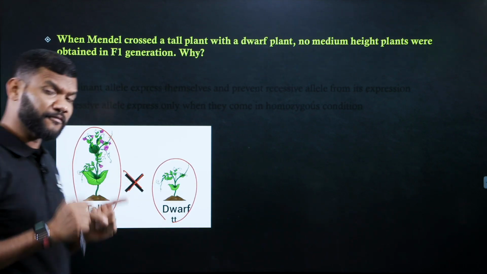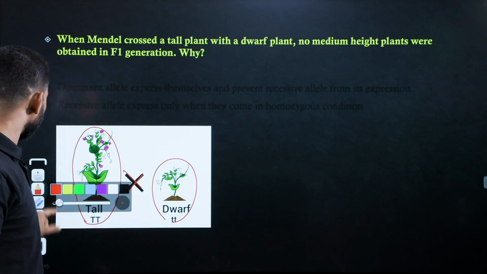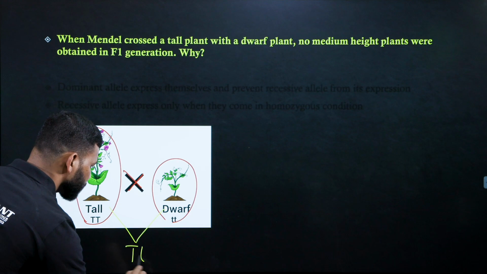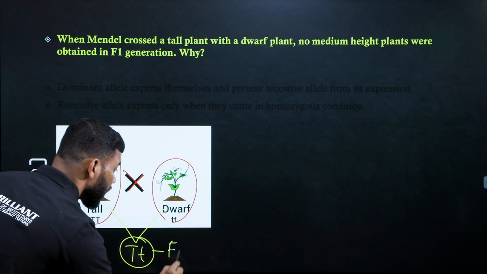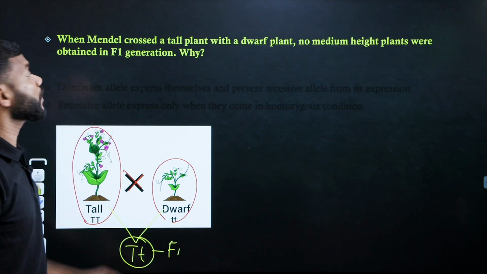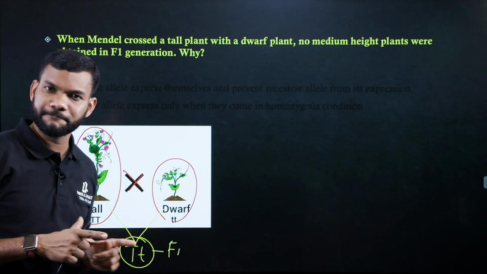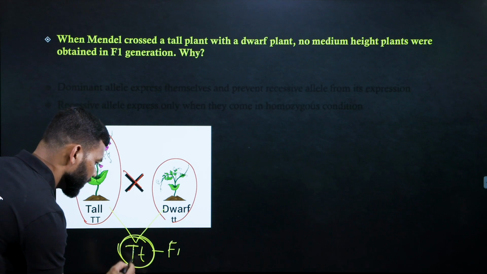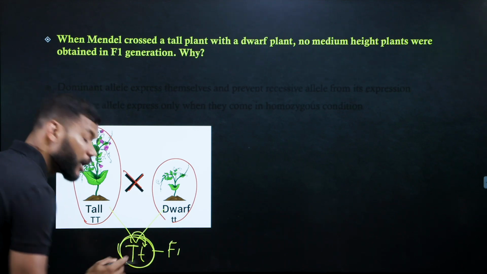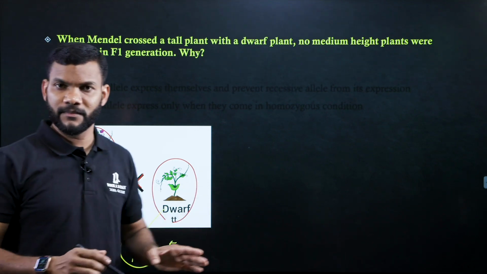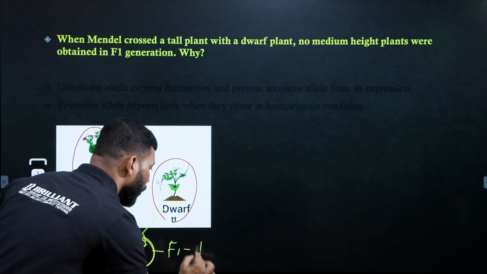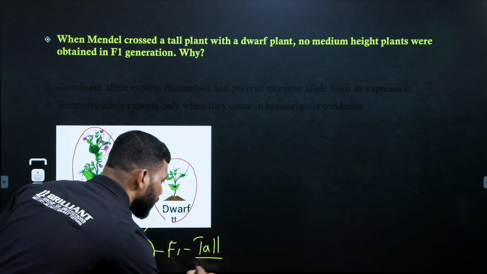We have seen in the first example, after crossing these two, our Mendel got capital T and small t. This was the F1, and we said all plants were tall, because you can see here capital T. That means the dominant allele will dominate the recessive allele, so small t cannot express. All these plants he got were tall.